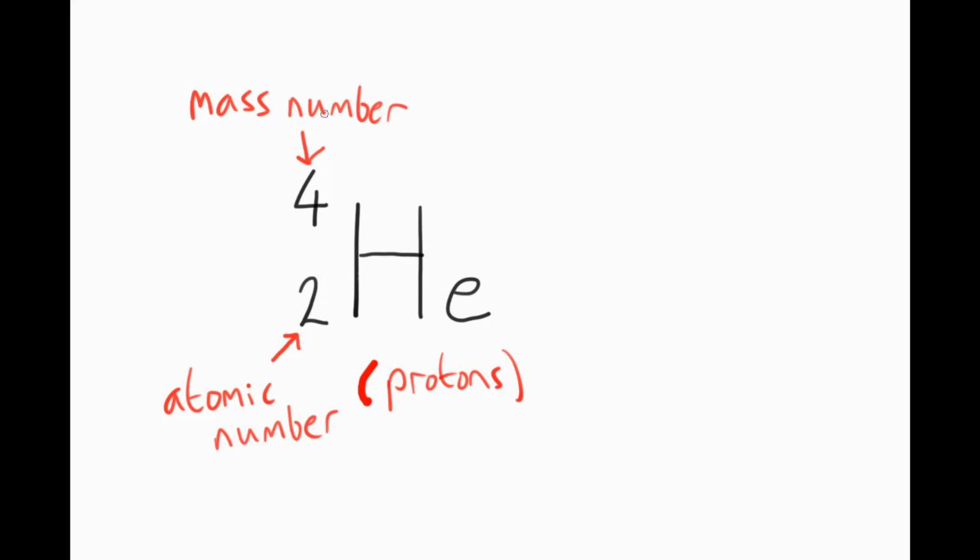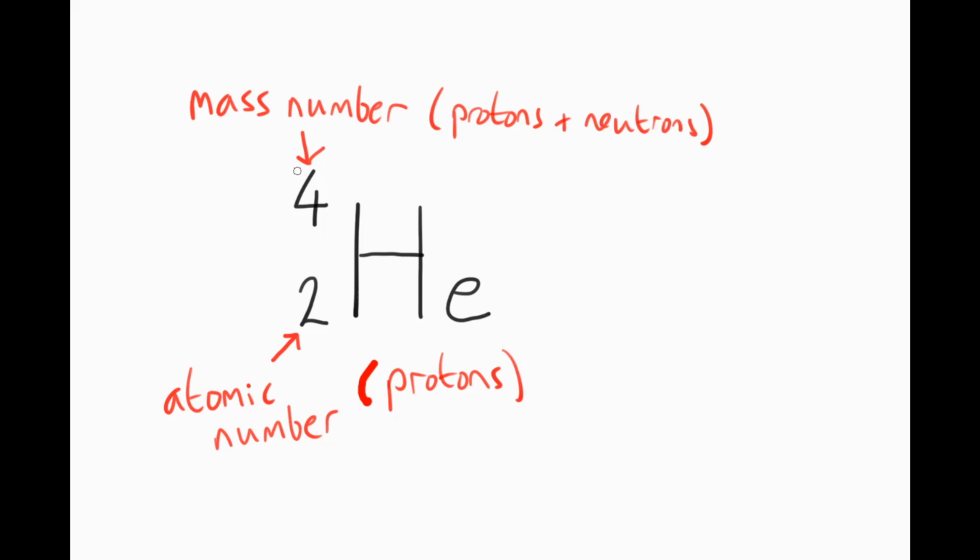This one here at the top is the mass number. Now this is the number of protons plus the number of neutrons. So if you have a look at our helium here, we've got 2 protons, the mass number is 4, so that means there also must be 2 neutrons.